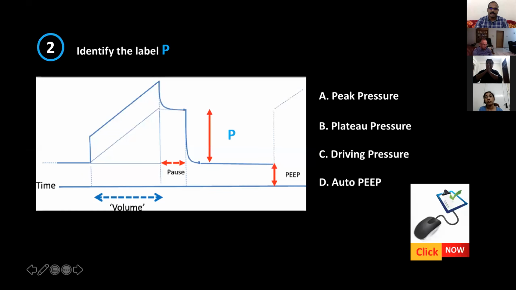You are expected to answer what this red arrow marked as P is. Now more people are voting.